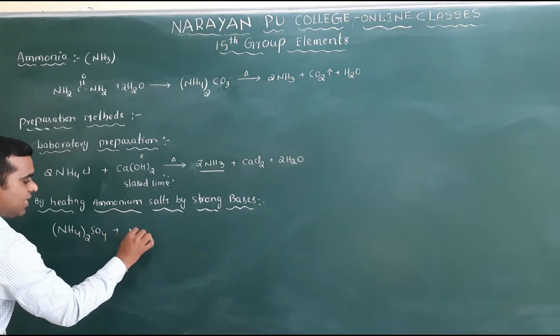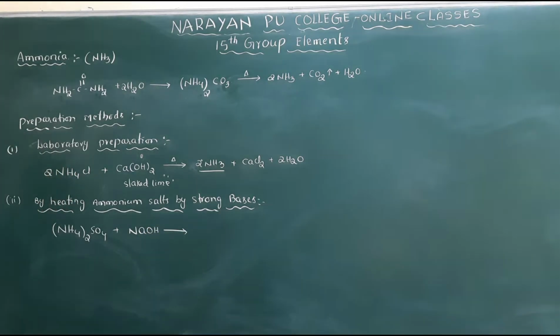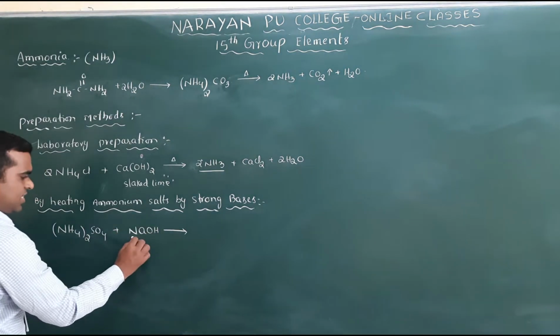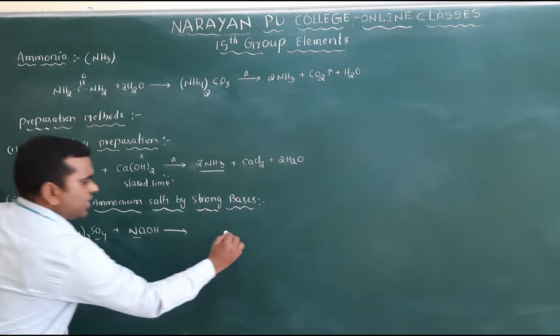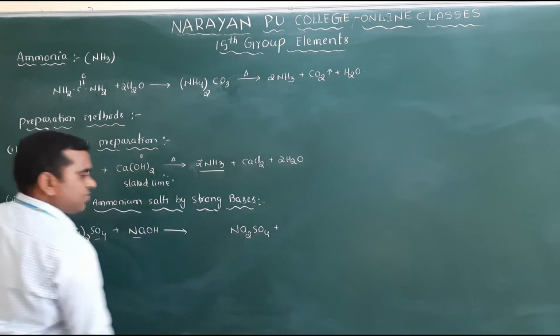Ammonium sulfate is treated with a strong base like NaOH. Sodium sulfate will be removed because sodium and sulfate are there. You will get sodium sulfate, Na2SO4. You know the sodium sulfate formula.